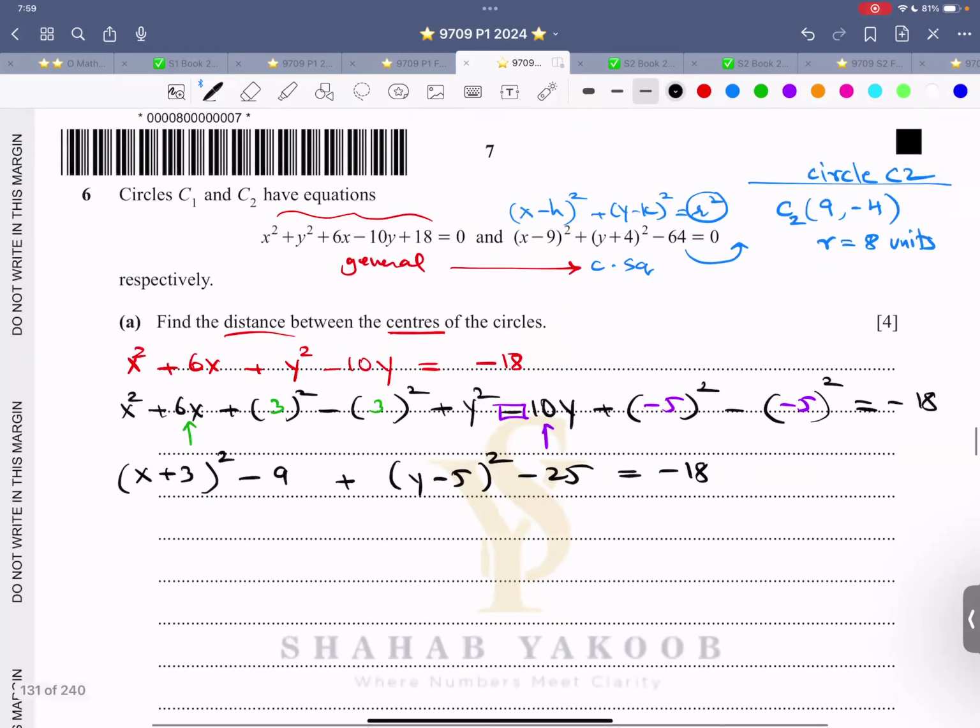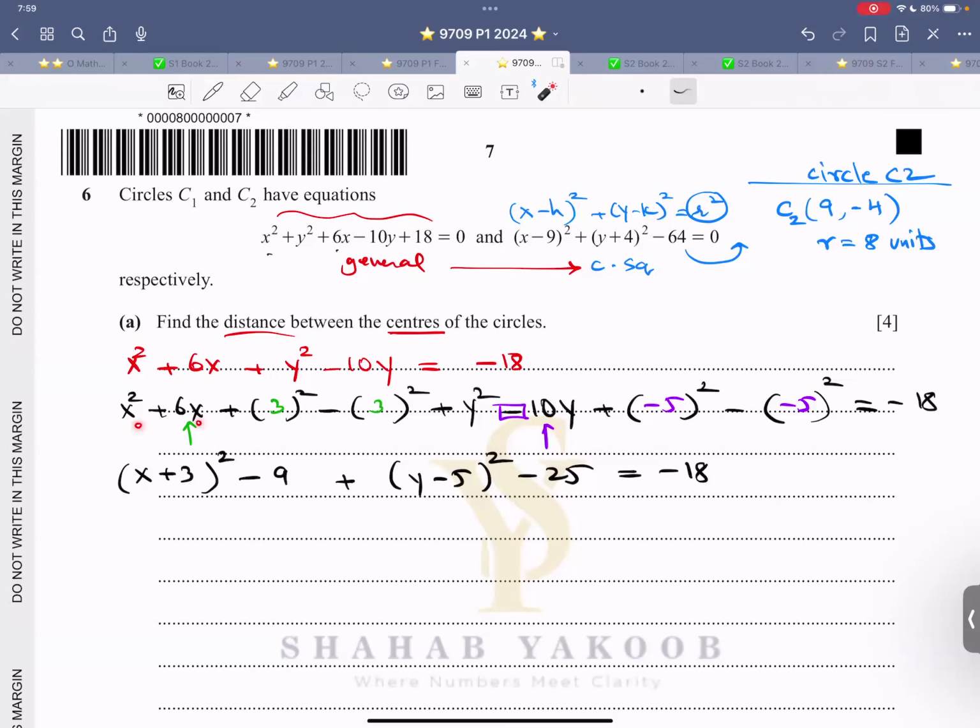And let me just double check one thing. So over here, I have this thing, hold on for a second. So this is x squared plus 6x, y squared minus 10y plus 18 taken to the other side, that is negative 18.